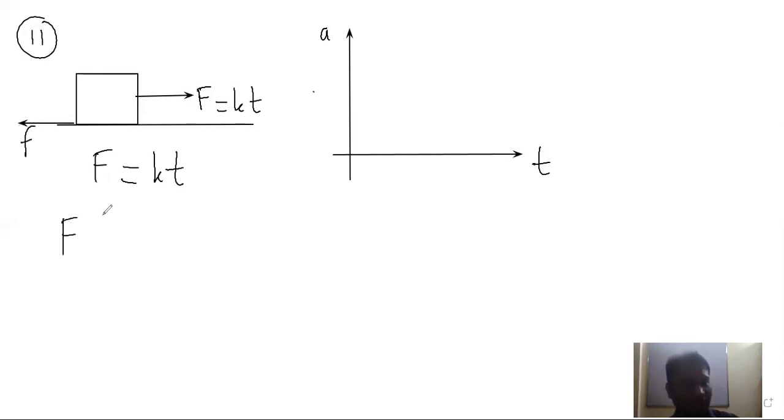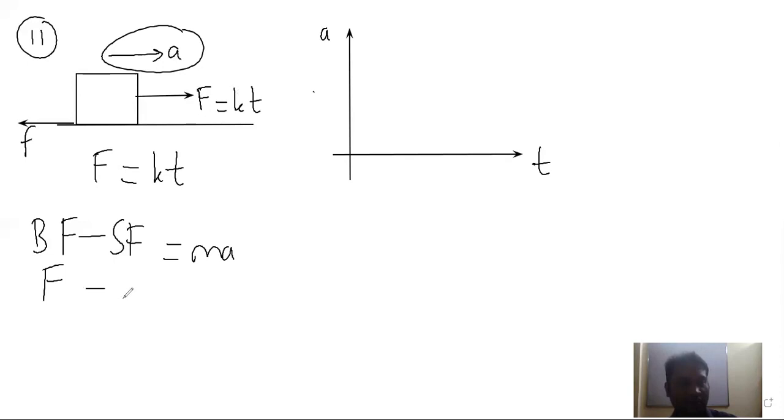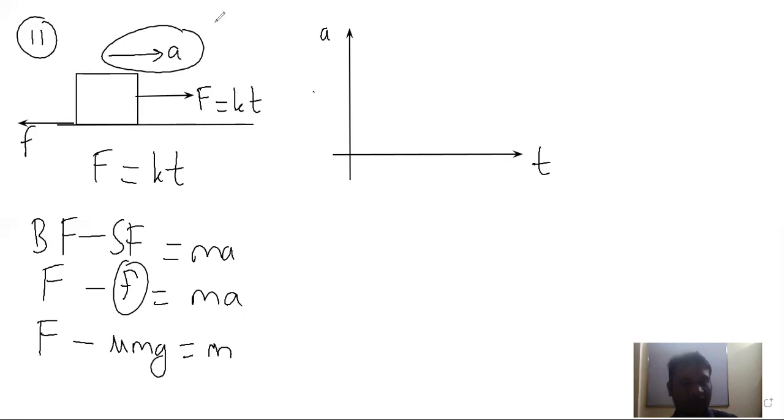So capital F, the big force, is supposed to consider the acceleration in right. So big force minus small force is mass into acceleration. Big force is capital F because the block is moving in the right direction. Minus small force, the friction force, is equal to mass into acceleration. So big force minus small force, friction in this case is kinetic friction mu mg. So that equals mass into acceleration.